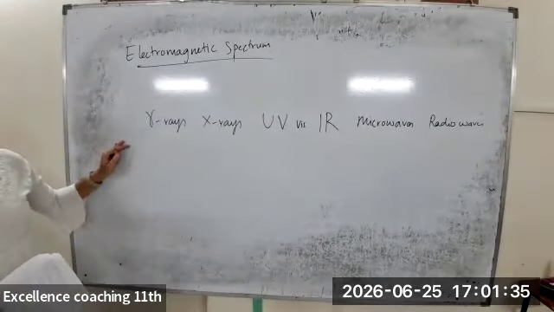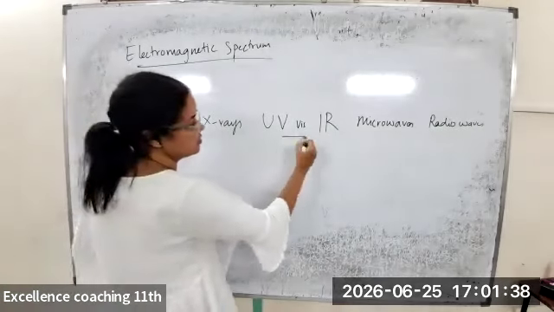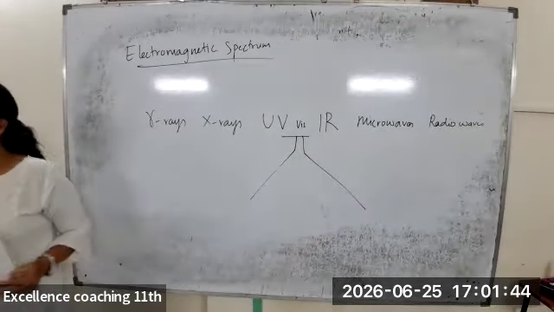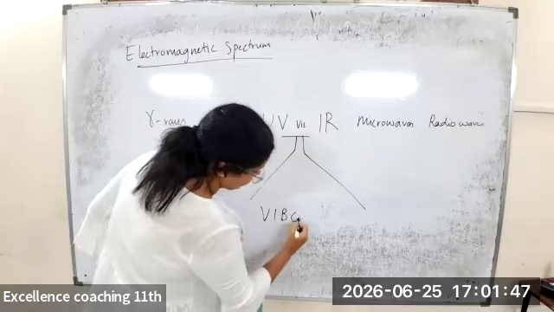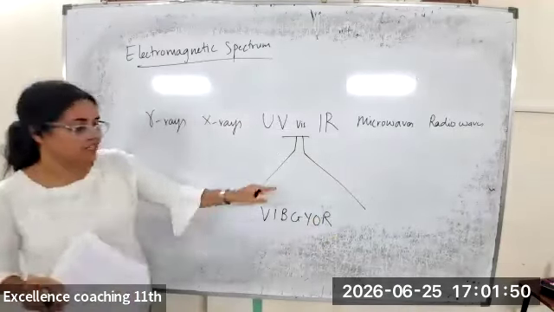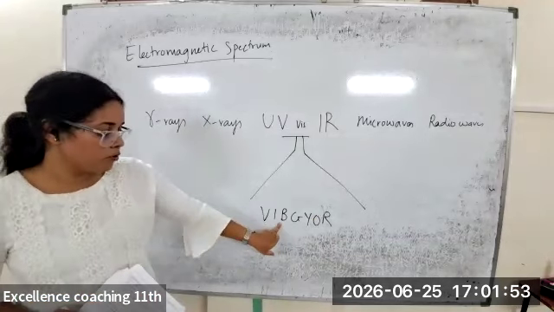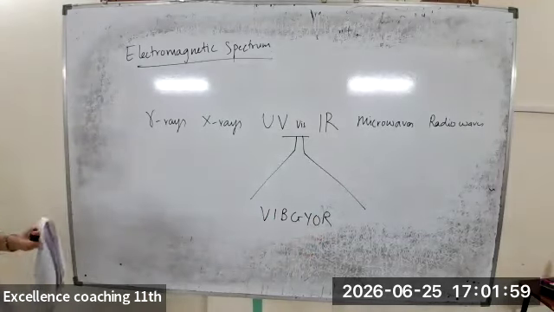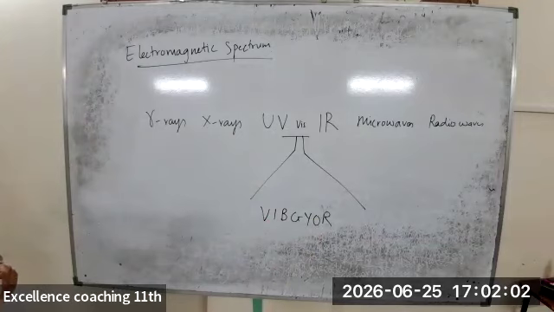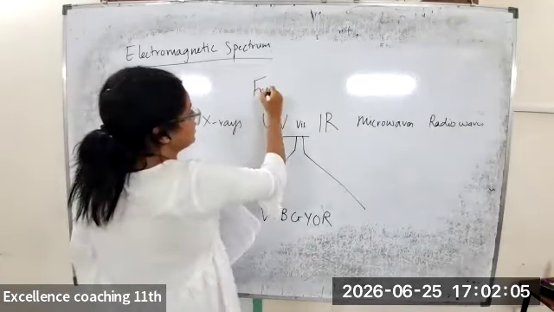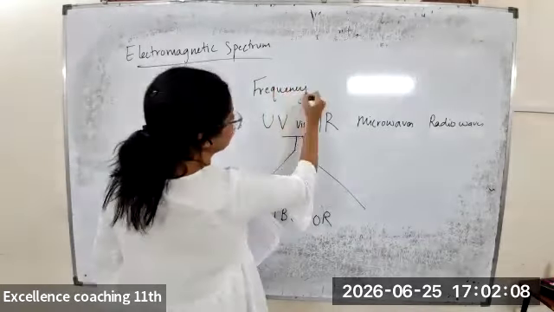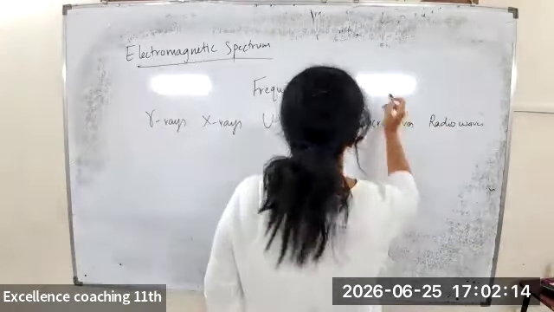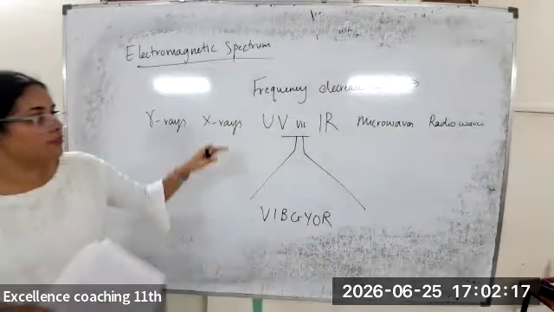So you'll have to know that if we consider this region, the visible, it is further divided into 7 colors. We use the term VIBGYOR: violet, indigo, blue, green, yellow, orange, red. If I speak about the frequency and wavelength in terms of this spectrum, the frequency decreases as we move from X-rays to radio waves.